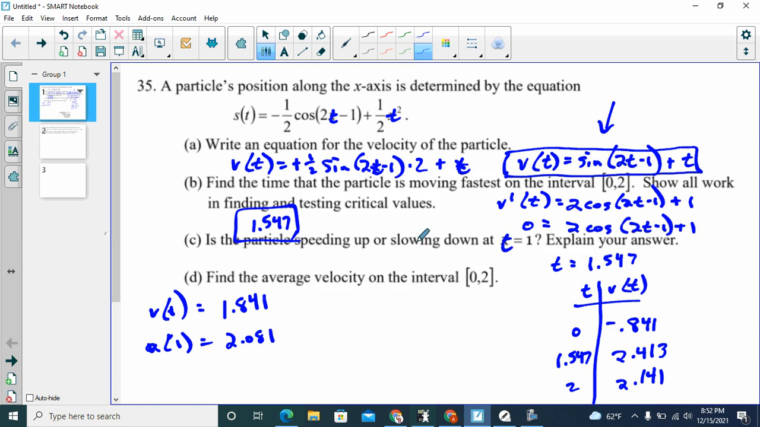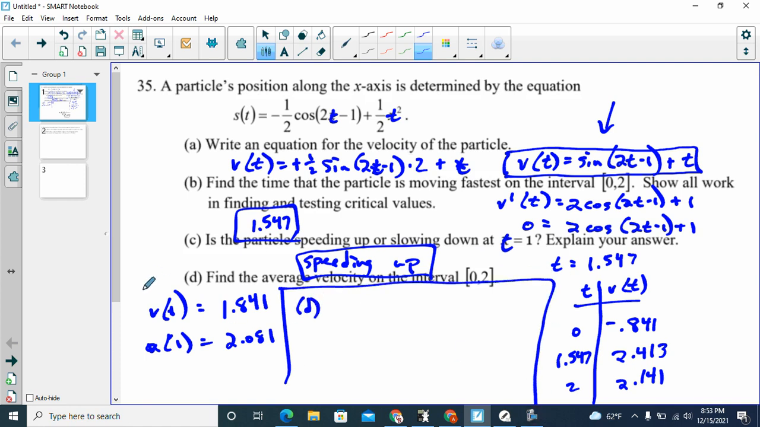Velocity is positive, that means it's moving to the right. Acceleration is positive, that means that it is accelerating or getting pushed further to the right, which is going to make it speed up because they have the same sign, acceleration and velocity at time 1. Explaining your answer, I would show this, and then I would state that velocity and acceleration at t equals 1 both have the same sign.